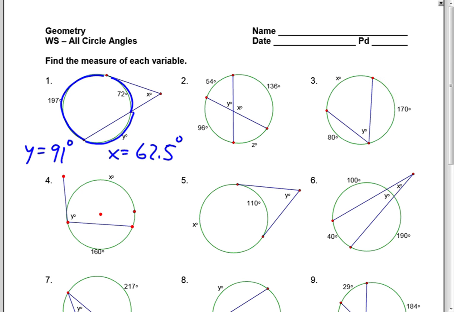What rule, Francisco, are we using to find x? That's what I want to know. You do subtract arcs, and then what? And then divide by 2. Subtracting arcs divided by 2 helps you find that. Tangent secant angle.